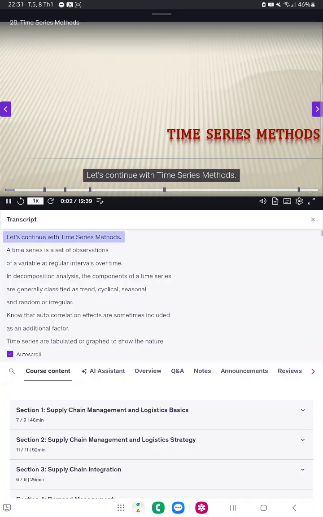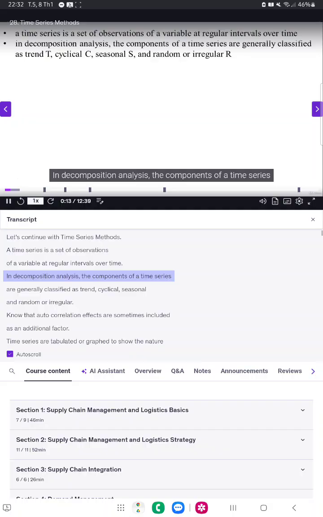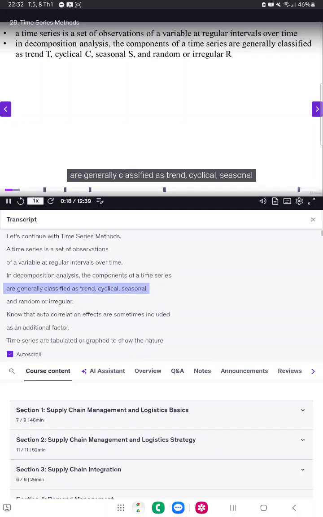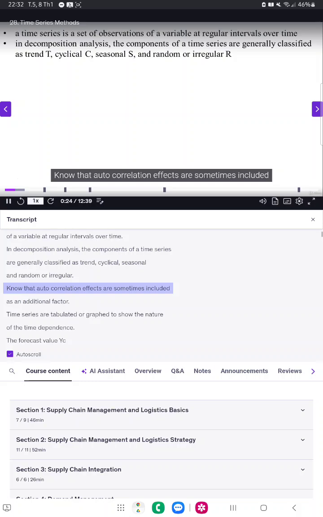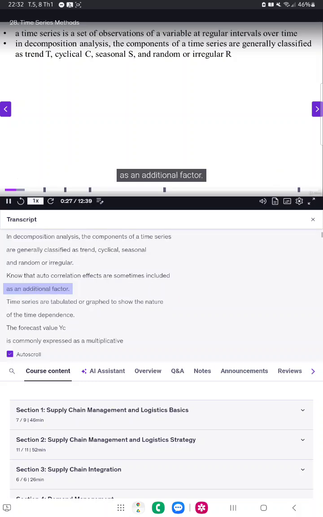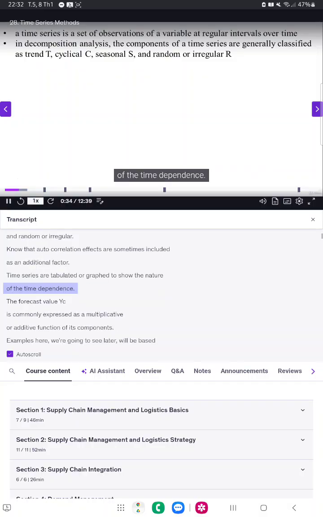Let's continue with time series methods. A time series is a set of observations of a variable at regular intervals over time. In decomposition analysis, the components of a time series are generally classified as trend, cyclical, seasonal, and random or irregular. Note that autocorrelation effects are sometimes included as an additional factor.